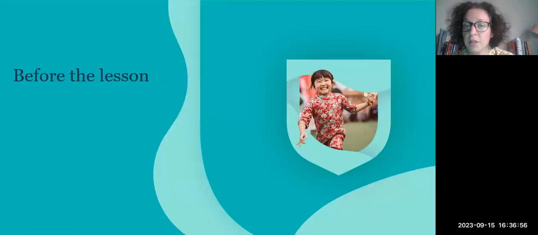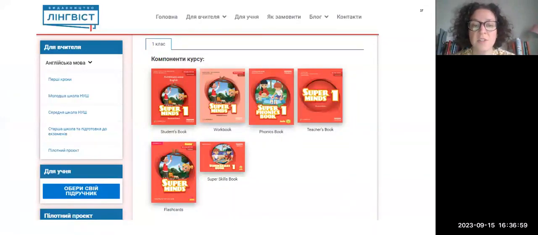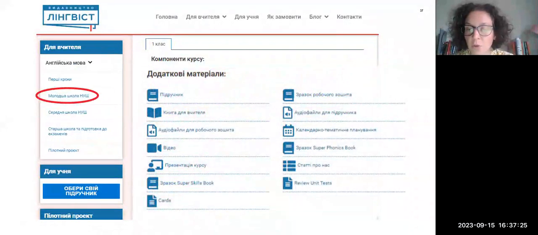But when we look into the teacher's book, and we find the teacher's book before the lesson, we go to Linguist UA website, go to primary school folder, and here we have students book, workbook, phonics book, teacher's book, flashcards, super skills book. And teacher's book is free online downloadable material. Here it is. Where did I lose it? Here is the teacher's book, and there is also yearly plan here.